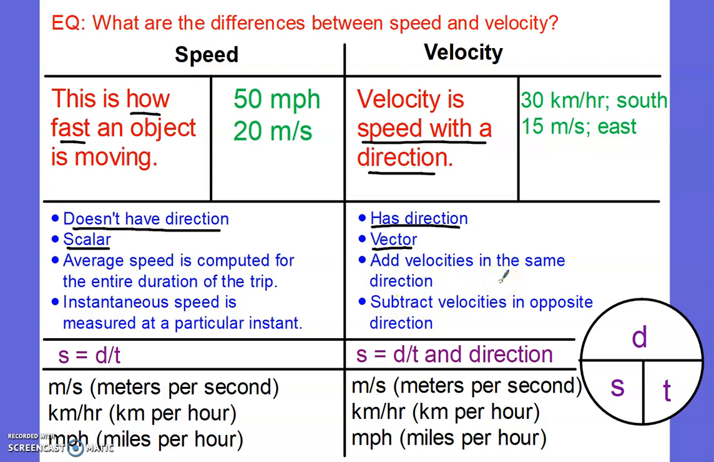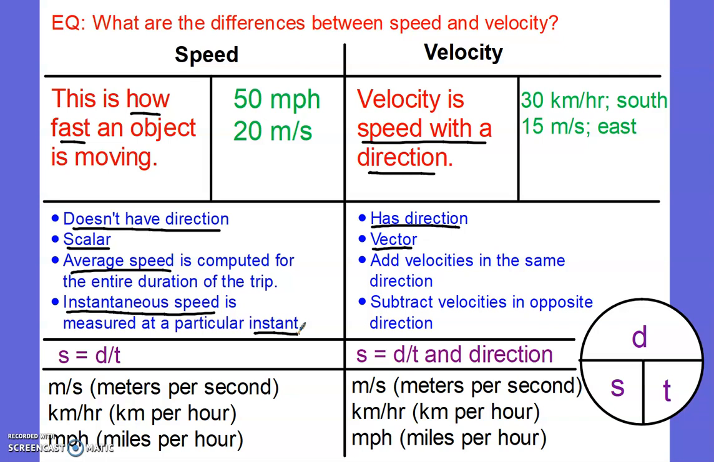Now, a couple more characteristics. Average speed is computed for the entire duration of a trip. So you can find the average speed of your trip to some new city on a vacation by taking the total distance from your odometer and dividing by the total time. You can just check your watch and divide by the total hours, and that will give you your average speed over the entire trip. Your instantaneous speed, however, is measured at a particular instant, hence the instantaneous speed. Your speedometer tells you your instantaneous speed. It tells you your speed at that very moment in time.